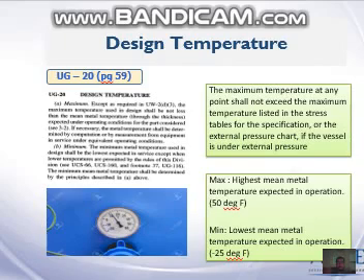Design temperature. UG 20 established the requirement for maximum design temperature and minimum design metal temperature, MDMT. The maximum temperature at any point shall not exceed the maximum temperature listed in the stress tables for the specification, or the external pressure chart, if the vessel is under external pressure. Design temperature for vessels under external pressure shall not exceed the maximum temperatures given on the external pressure charts. The minimum design metal temperature marked on the nameplate must correspond to the greatest value of the maximum allowable working pressure marked on the nameplate.